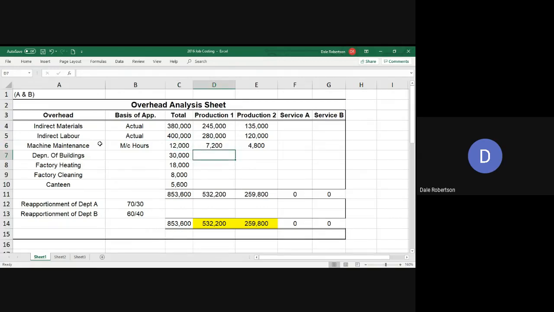Depreciation of buildings is a very similar thing. So all the depreciation on the buildings combines to 30,000. What is the best way to apportion that? Well, I think out of all of the information we have, the book value of buildings is the most relevant.